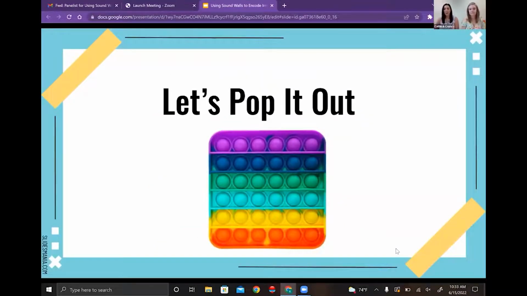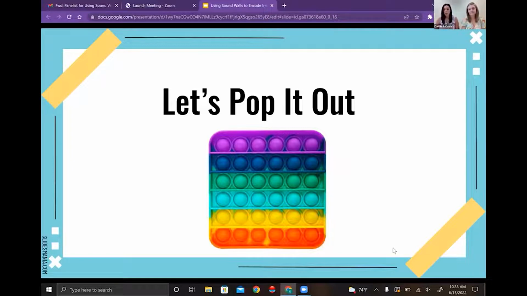Okay, so let's pop it out. I am sure that many of your students or kids are obsessed with poppets. Our kids collect them. It's so exciting for them. Even my 4-year-old at home just loves poppets. So not only are they good fidget toys, but they can also be incorporated into your reading instruction.